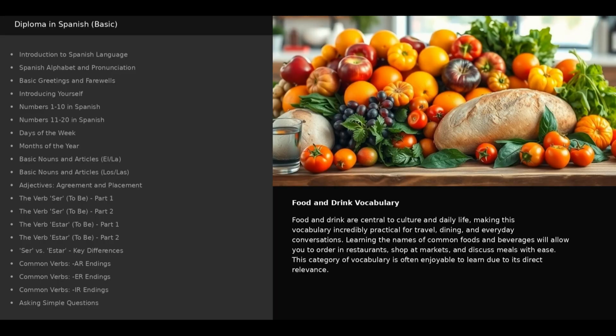Food and drink vocabulary. Food and drink are central to culture and daily life, making this vocabulary incredibly practical for travel, dining, and everyday conversations. Learning the names of common foods and beverages will allow you to order in restaurants, shop at markets, and discuss meals with ease. This category of vocabulary is often enjoyable to learn due to its direct relevance.